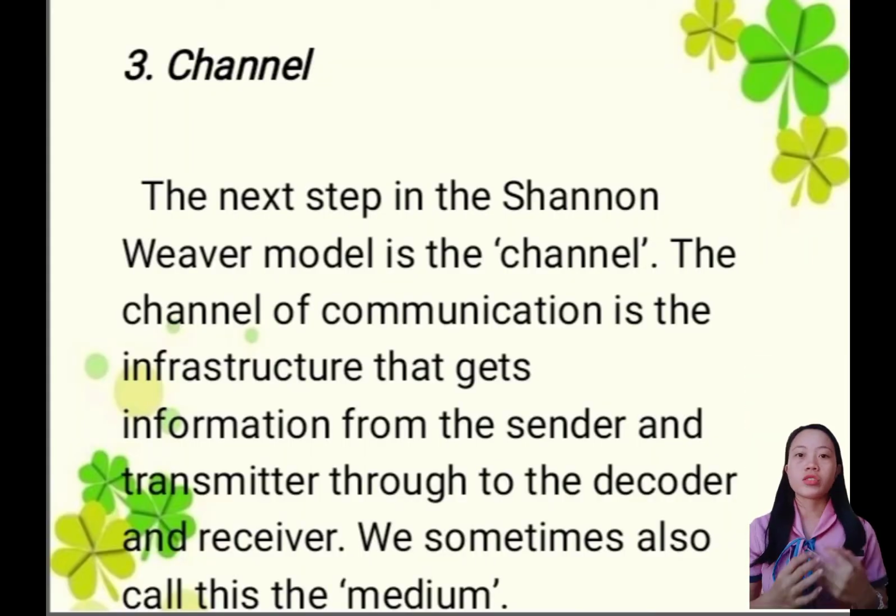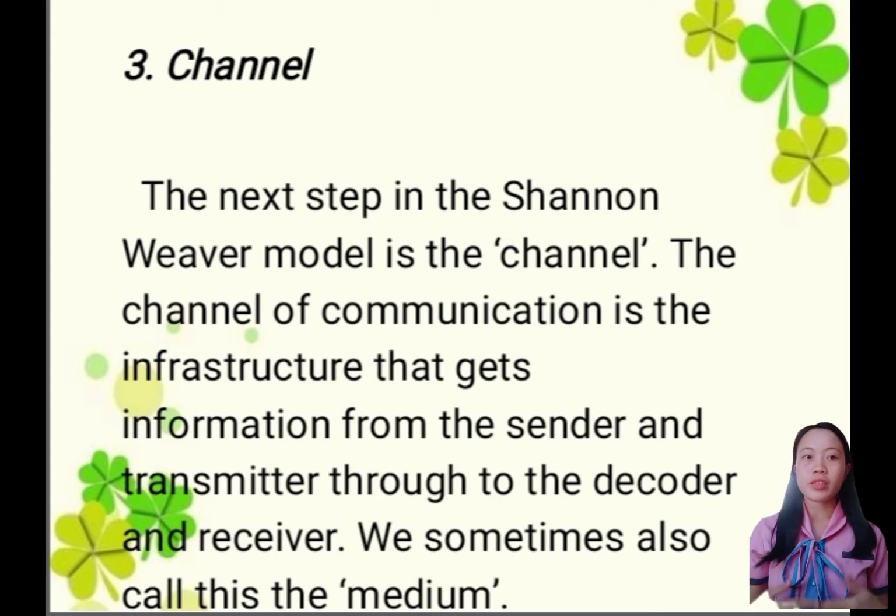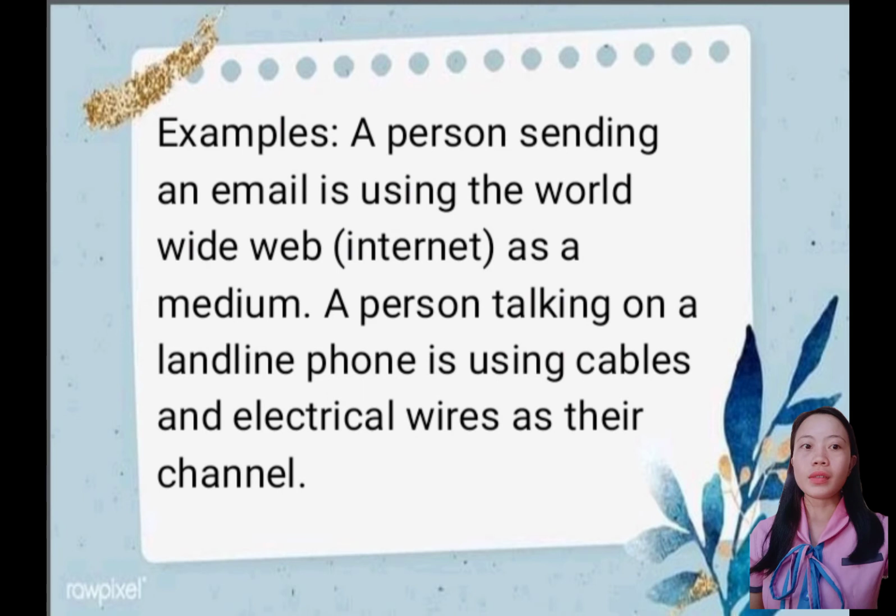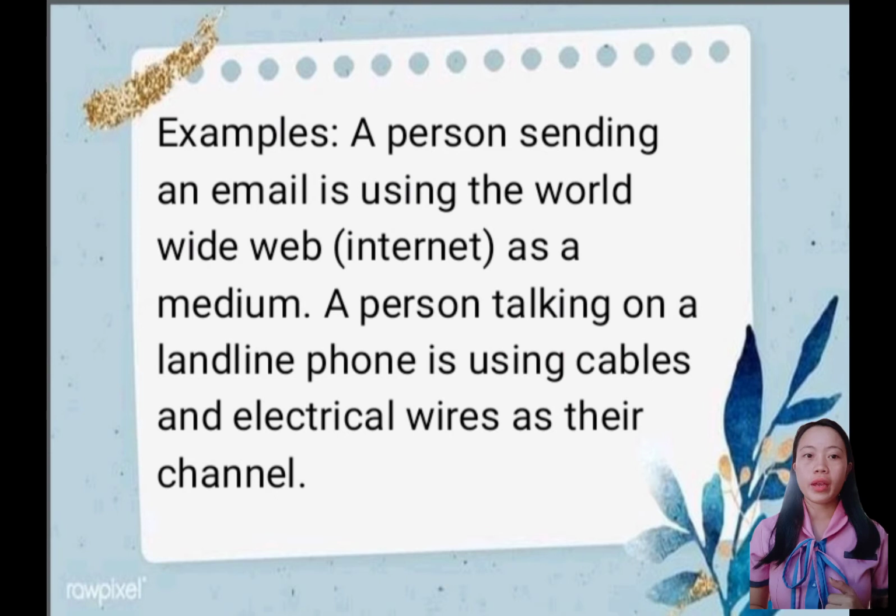Number three is channel. The next step in the Shannon-Weaver model is the channel. The channel of communication is the infrastructure that gets information from the sender and the transmitter through the decoder and receiver. We sometimes also call this the medium. Examples: a person sending an email is using the World Wide Web or internet as a medium, a person talking on a landline phone is using cables and electrical wires as their channel.